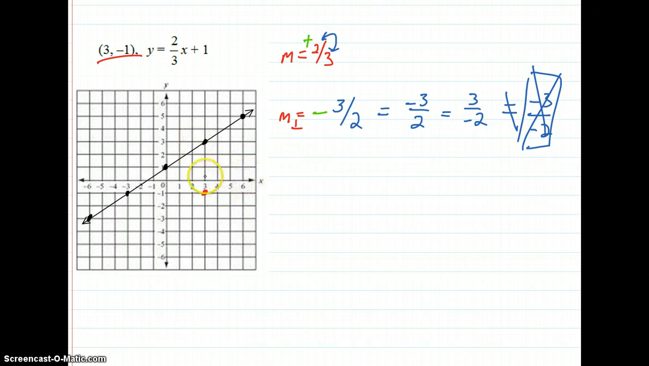Alright, so let's do negative 3, 1, 2, 3 over 2. And then let's go up. 1, 2, 3 over 2. And let's draw that line. And so now you can look at these two lines and they look like they cross at right angles, and that's because their slopes are opposite reciprocals of each other.